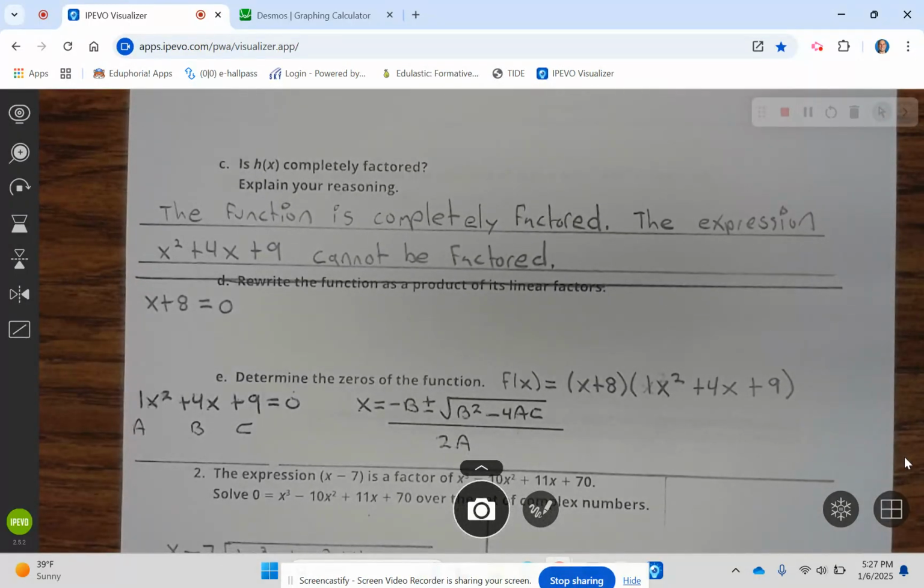Is h of x completely factored? Explain your reasoning. The function is completely factored. The expression x squared plus 4x plus 9 cannot be factored.